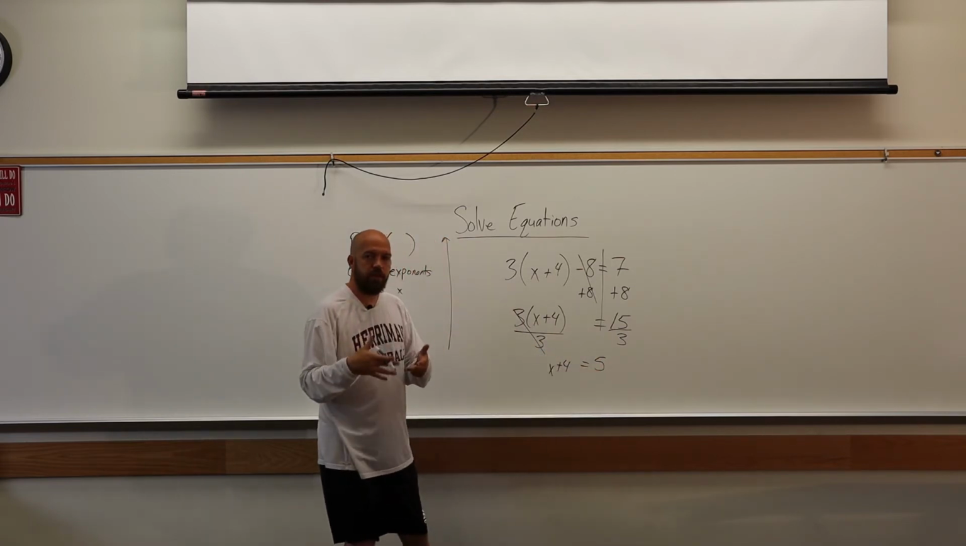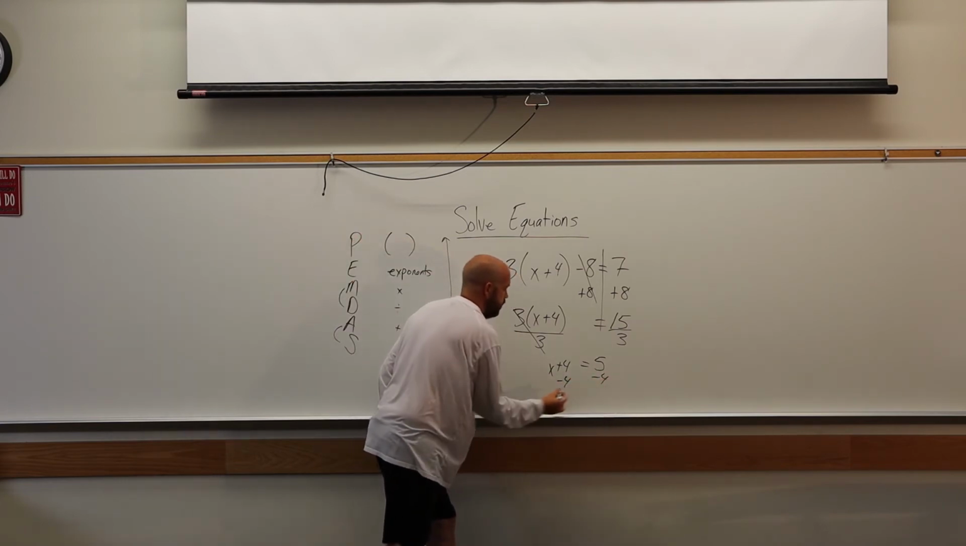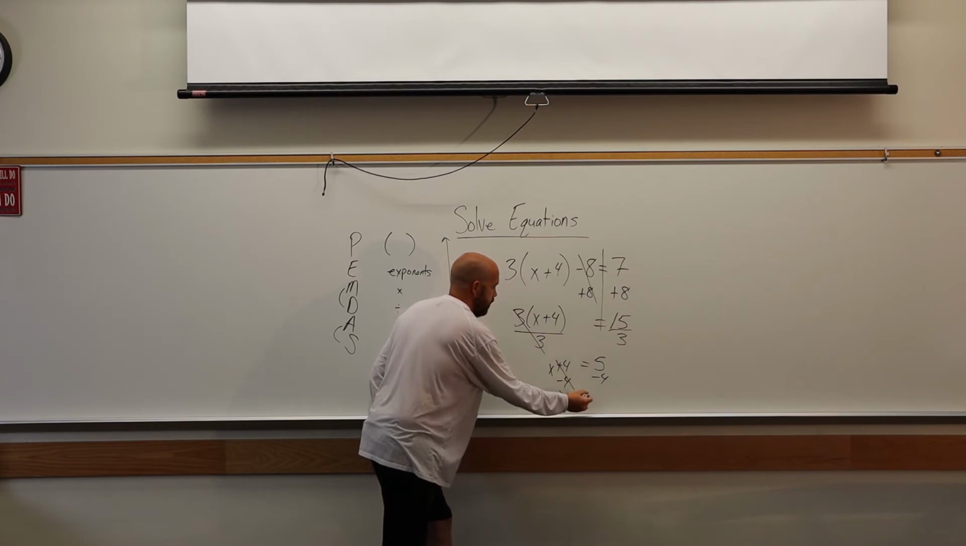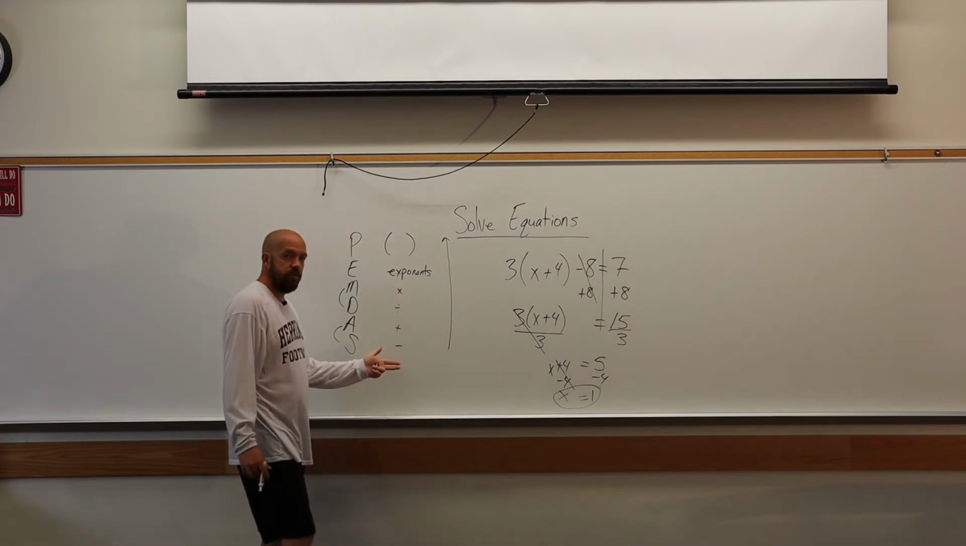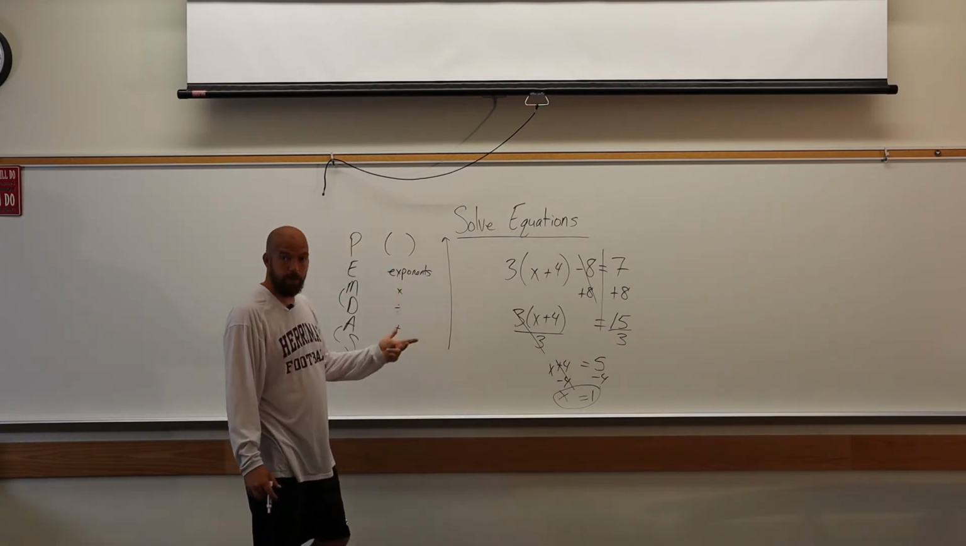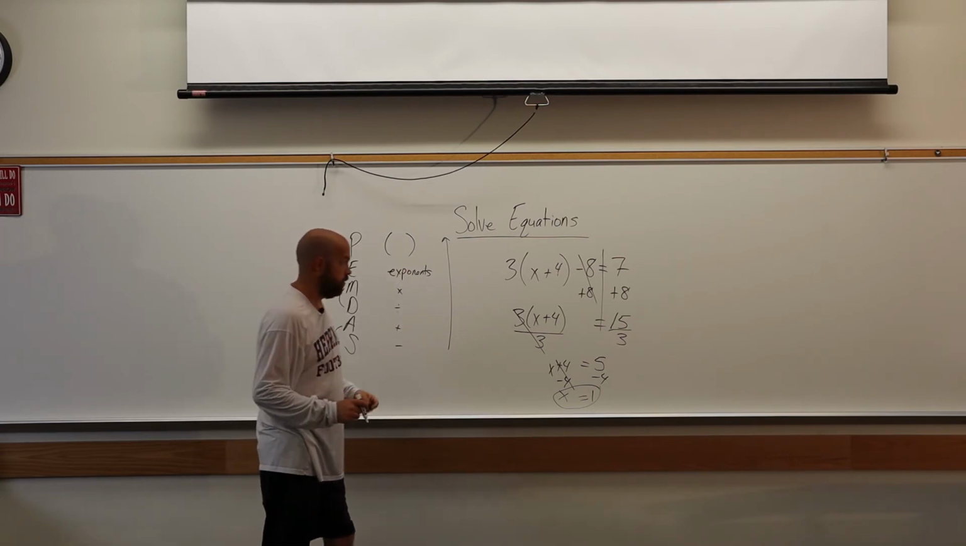And now I can look on the inside. How do I cancel the 4? Well, I subtract both sides by 4, so that way that goes away. And I'm left with x equals 1. Okay, so we used PEMDAS backwards, or SADMEP, to help solve for x. Let's try another one of those.